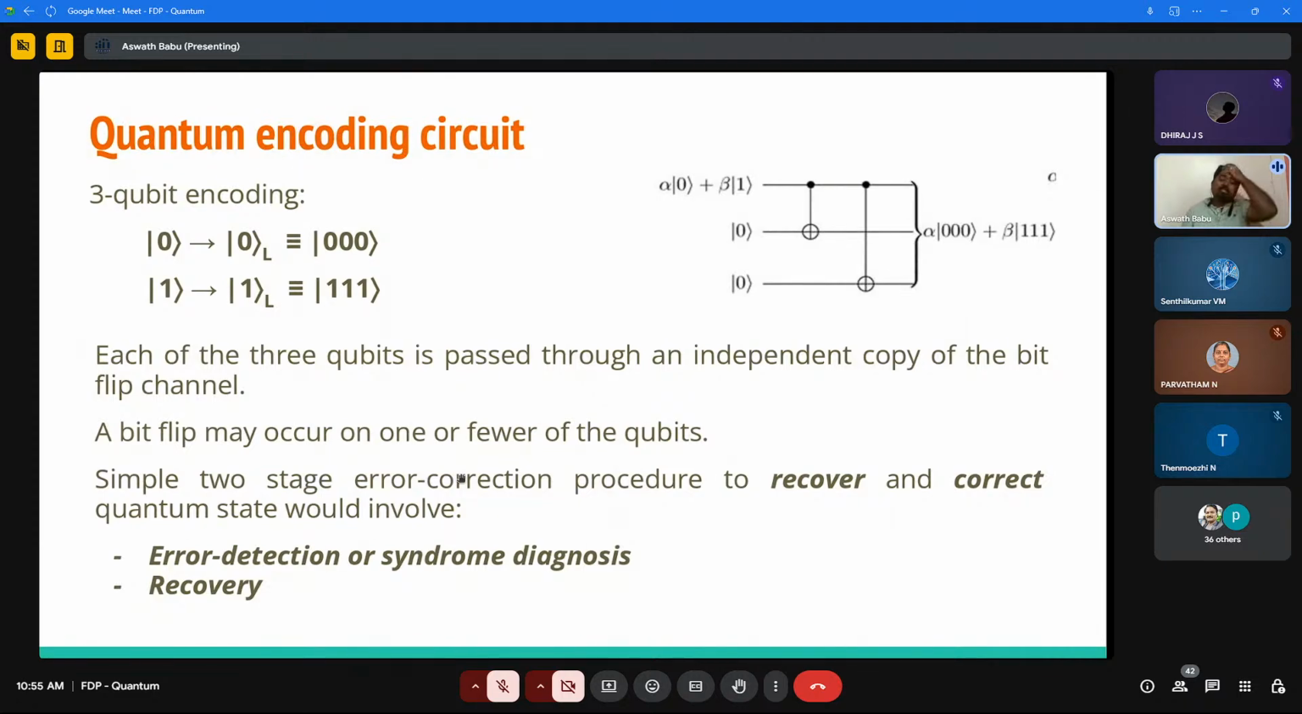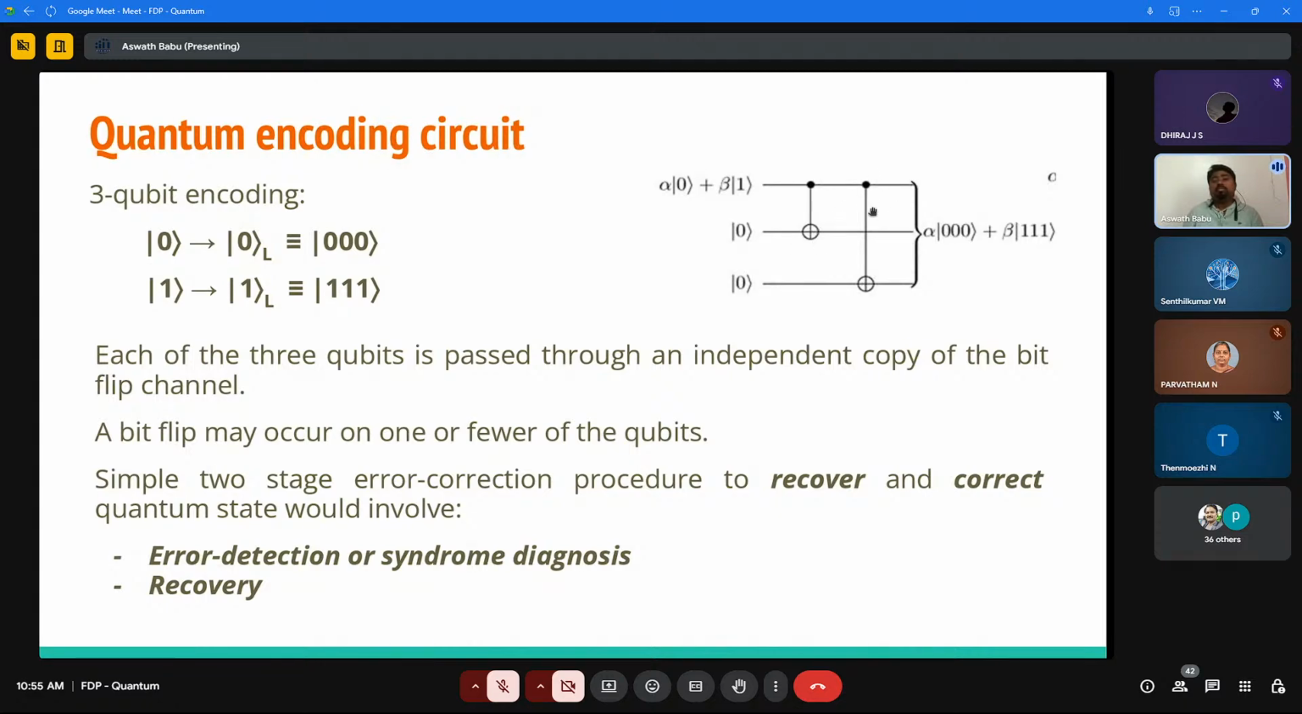So this is a circuit for you. You have a superposition state which I am supposed to send, and I will have a 0 ancilla. I take one more 0 ancilla. What I do is use a CNOT gate from my actual quantum register to the ancilla registers. So the quantum state is the control, and the ancilla state is the target.